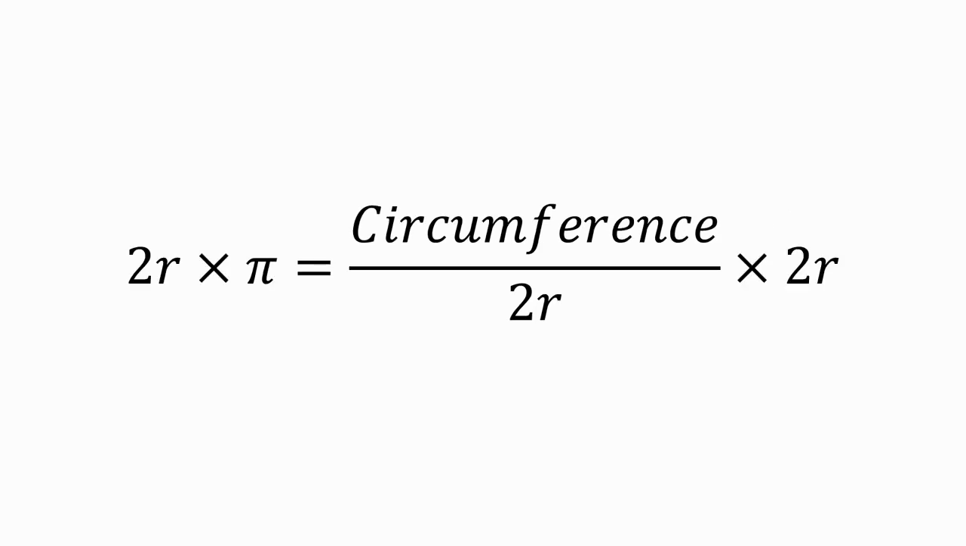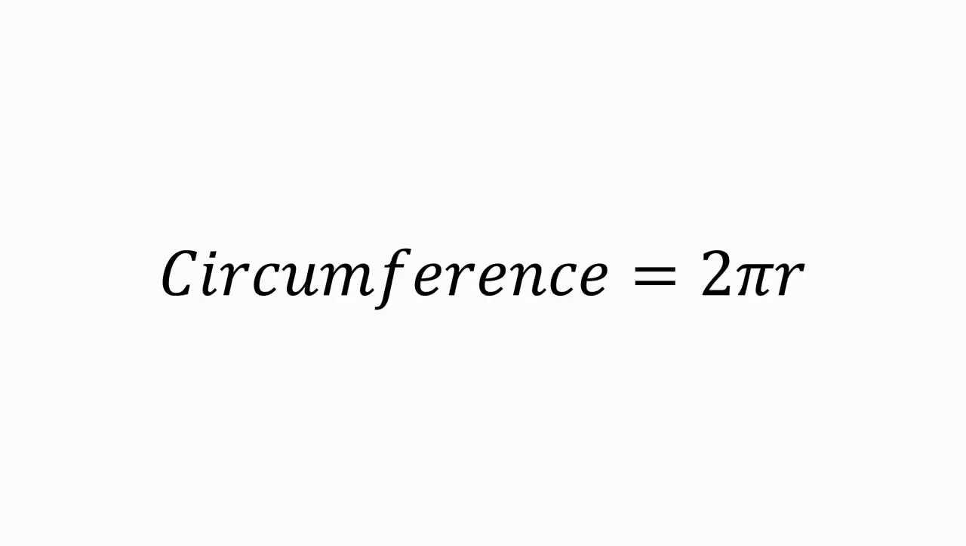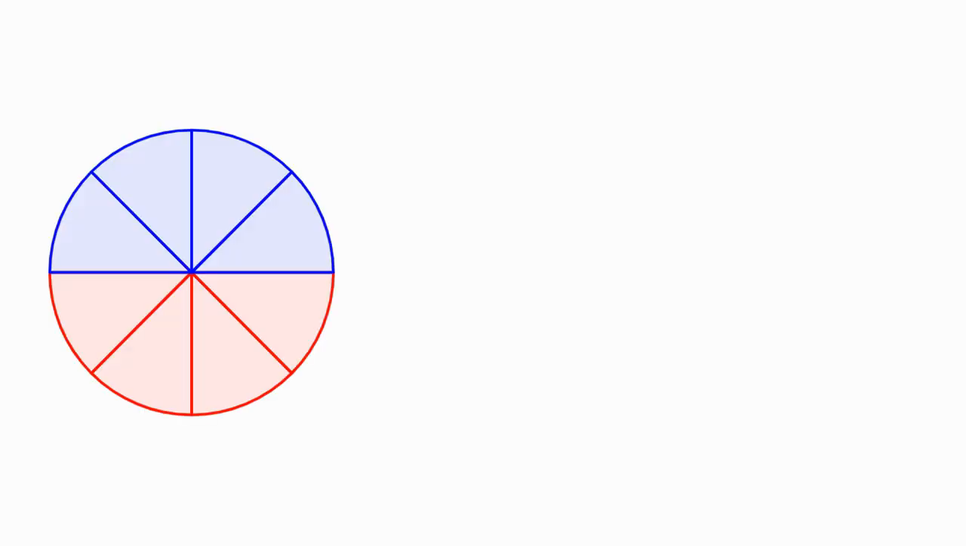Now, all we have to do is just simple algebra. To eliminate the 2r denominator, we can multiply the 2r by both sides, which cancels it out. So now, we're left with the equation for circumference of a circle, 2 times pi times r. Easy, right? But the area of a circle, however, is a little bit more complicated.